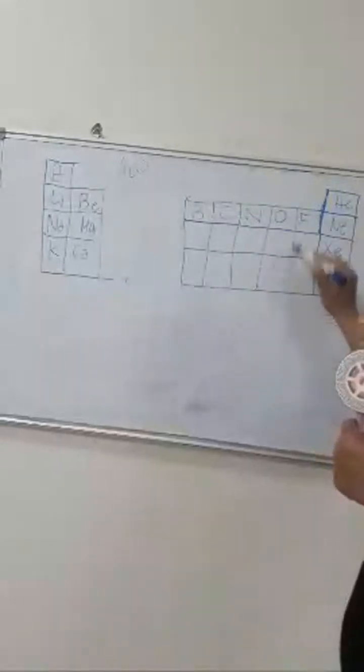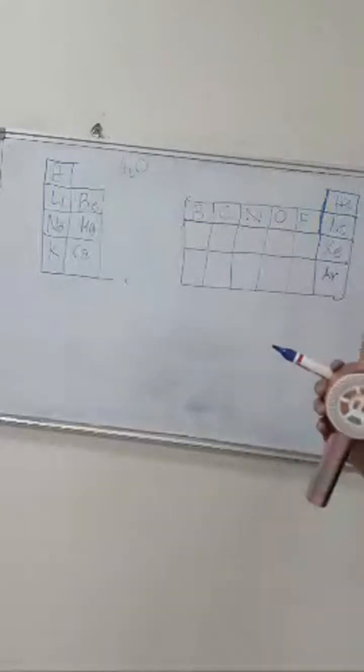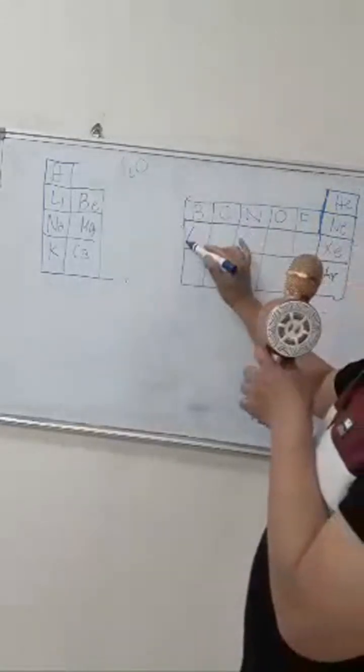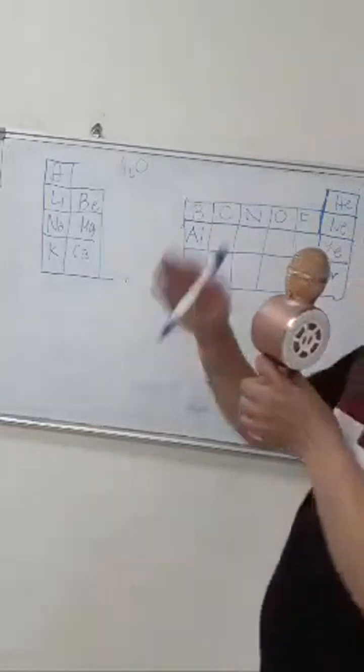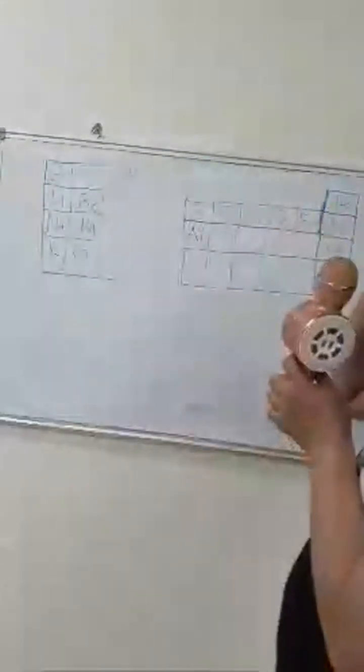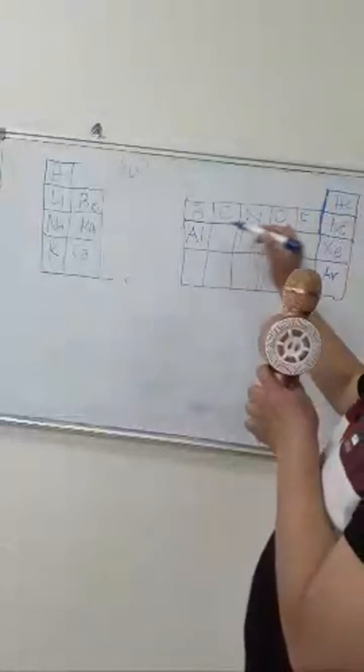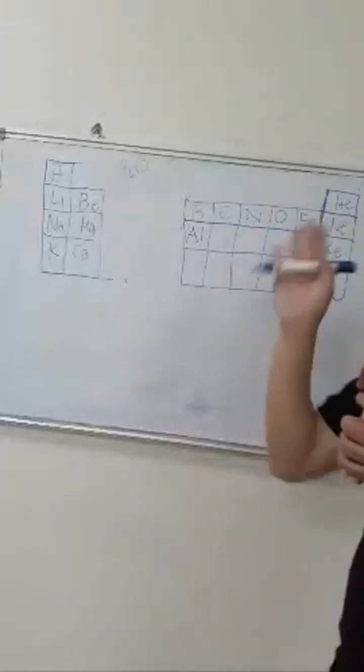So these are the first 20 elements of the old periodic table discovered by Dmitri Mendeleev, the father of our periodic table. And we have also here aluminum. Aluminum is very useful, right? Because it can remove the bad odor of the food. You get the point.